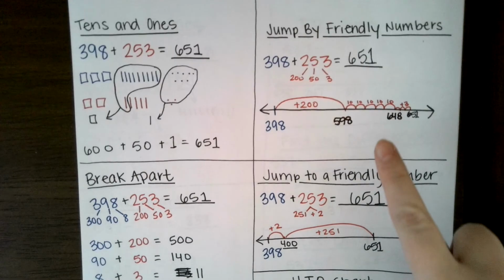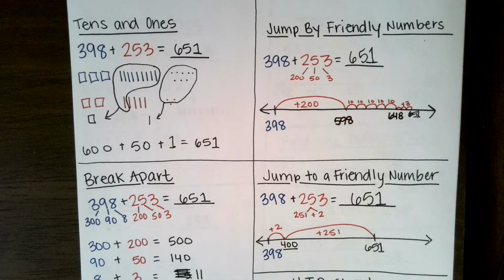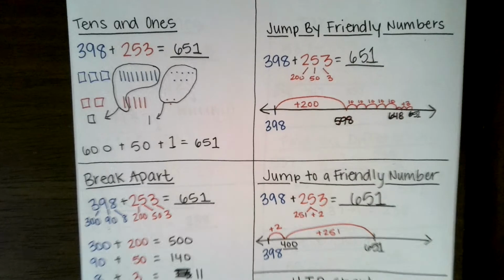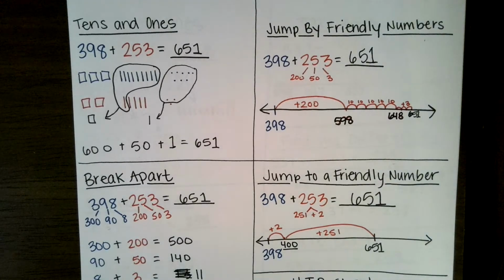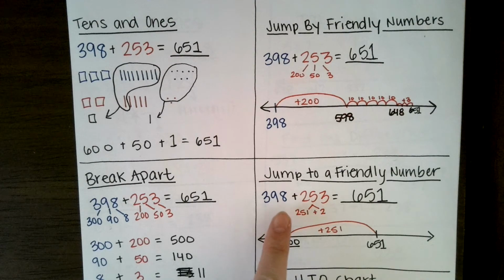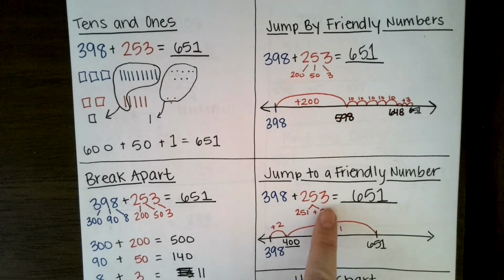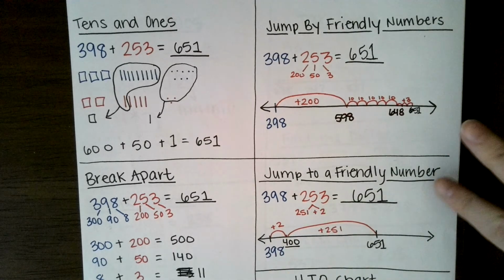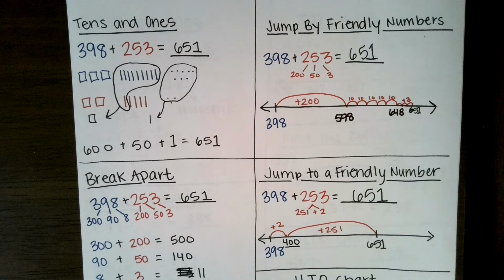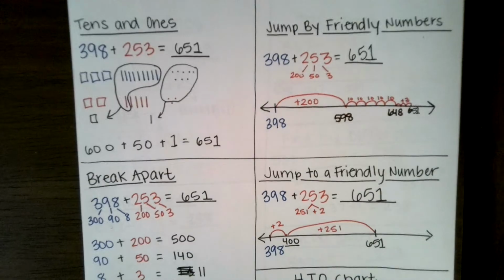The jump by friendly numbers and the jump to a friendly number strategy can both be very efficient strategies depending on the numbers that you are working with. With this equation here, 398 plus 253, which one do you think is more efficient to use? Take a look at the number of jumps that I had to make. Think about which one would have been easier to do in your head.